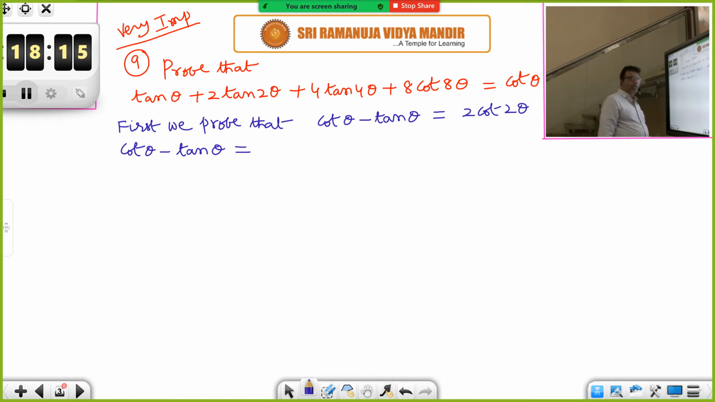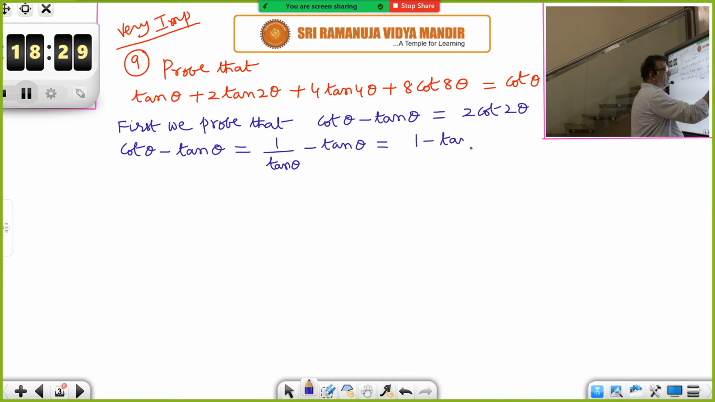Previously we have written cot theta as cos by sine, tan as sine by cos, but now I will write 1 by tan theta minus tan theta. LCM if you take, you will get 1 minus tan square theta by tan theta. So I will multiply by 2 in the denominator, I will put the bracket for the numerator, and the numerator also I will multiply by 2.